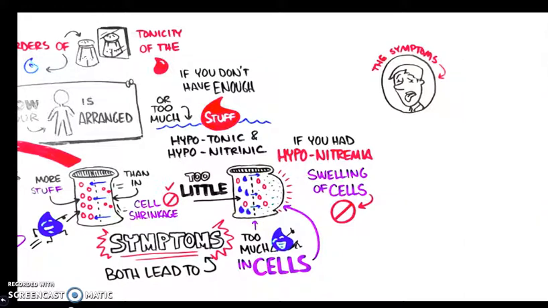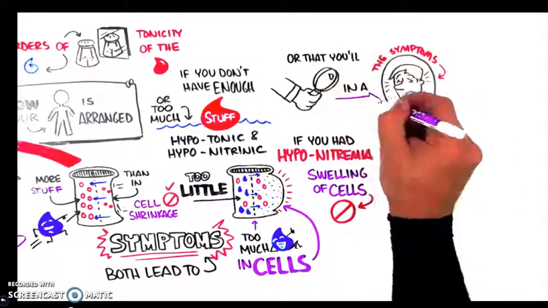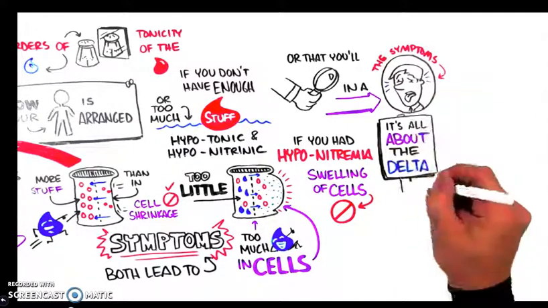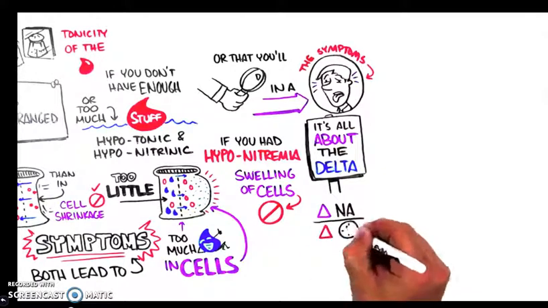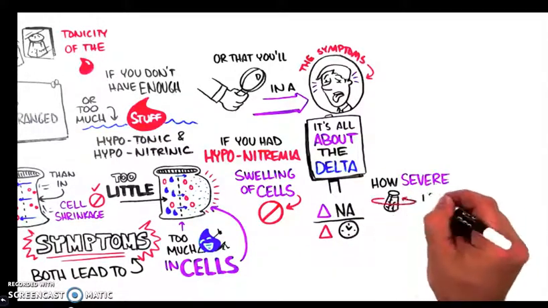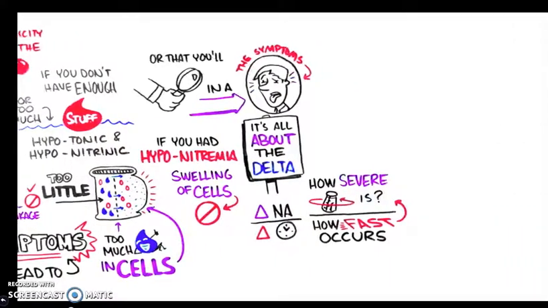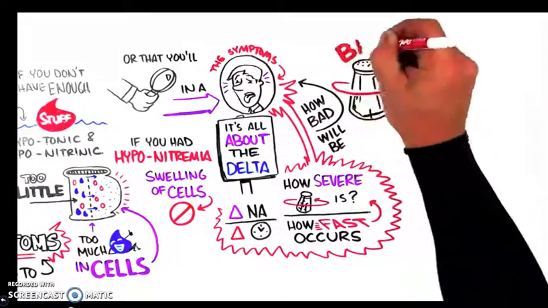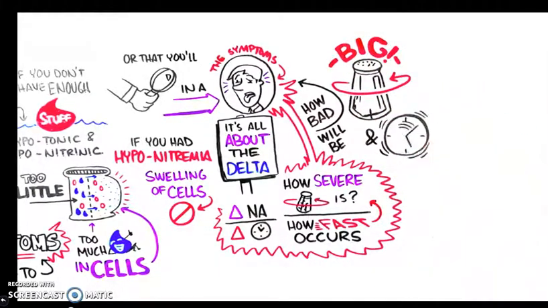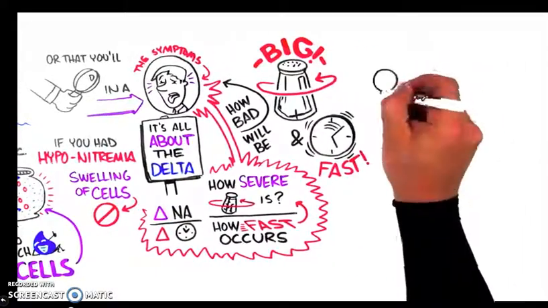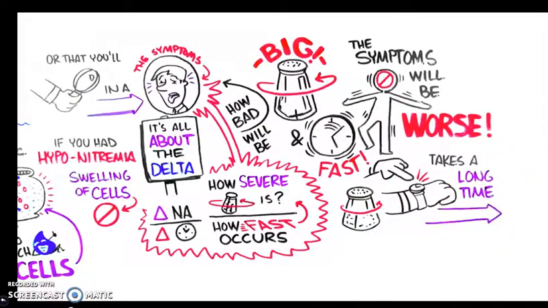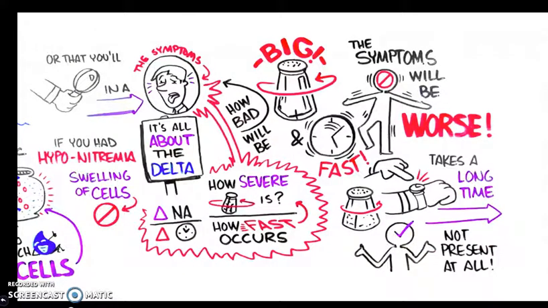But the symptoms the person is going to feel, or that you're going to notice in a patient, is going to be dependent on calculus. What I mean by that is it's all about the delta. It's the change of sodium over the change in time. That is, how severe the sodium change is relative to how fast that change occurs is going to cause how bad the symptoms are going to be. So if your sodium shift is big and the amount of time it takes to get there is fast, the body is not going to have time to adjust and the symptoms are going to be worse. If the sodium shift is small and it takes a long time to get there, then the body has a chance to adjust and the symptoms may be not present at all.